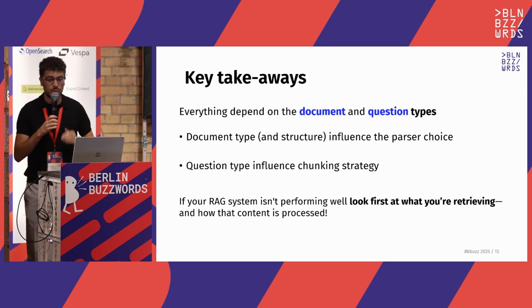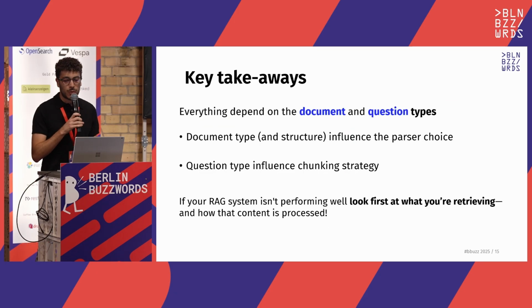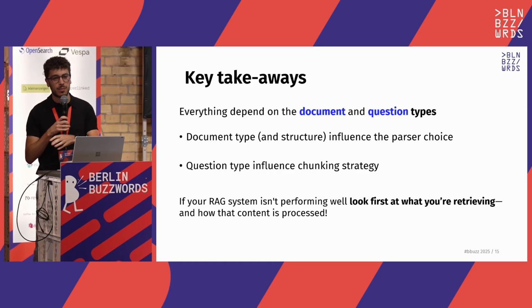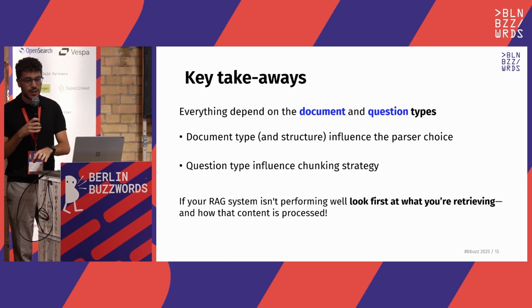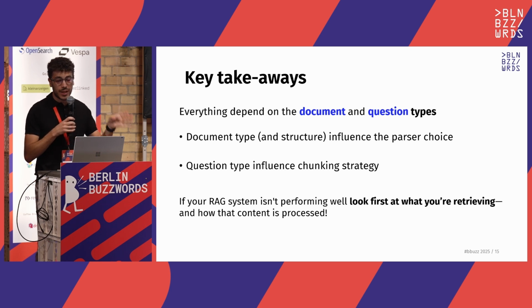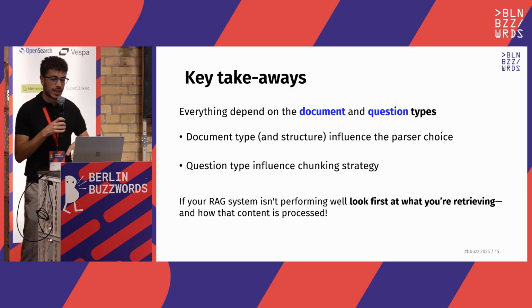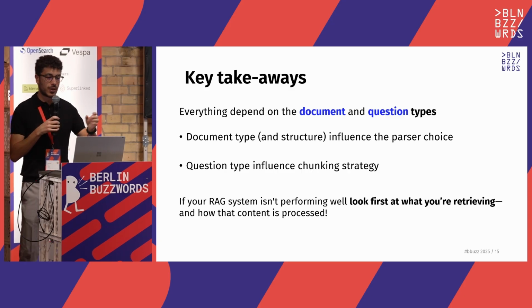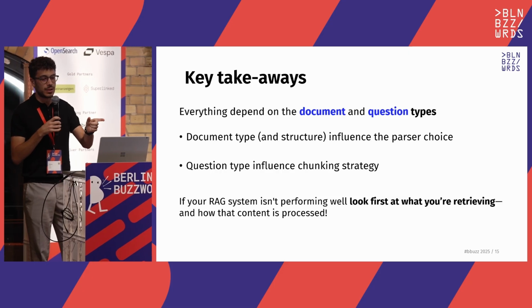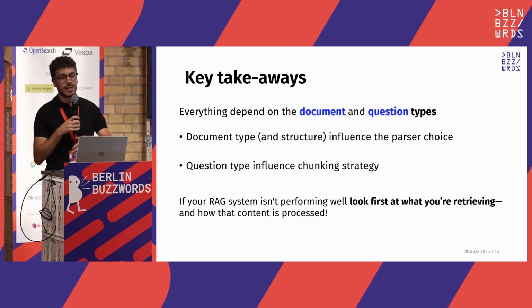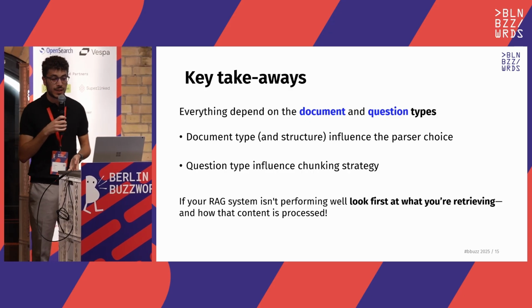So just to wrap it up, let's conclude. We saw that the document processing strategies have an impact on the RAG pipeline, and in particular, the choice of the document processing strategy should take into account the types of document and types of question. In particular, the document type should drive the parser choice, while the question type should mostly drive the chunking strategy.